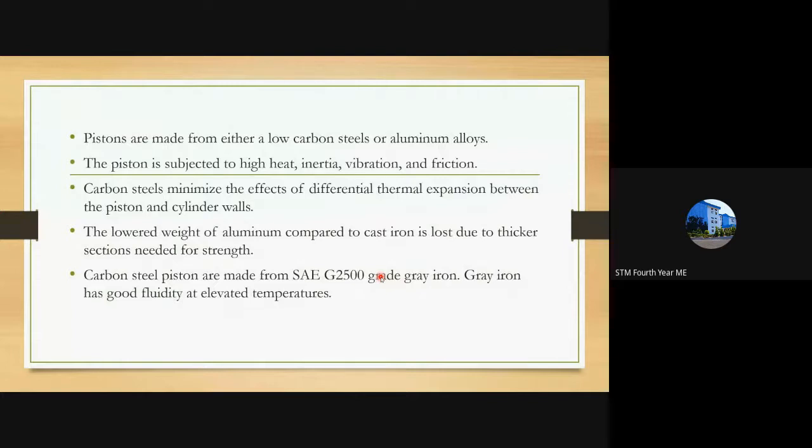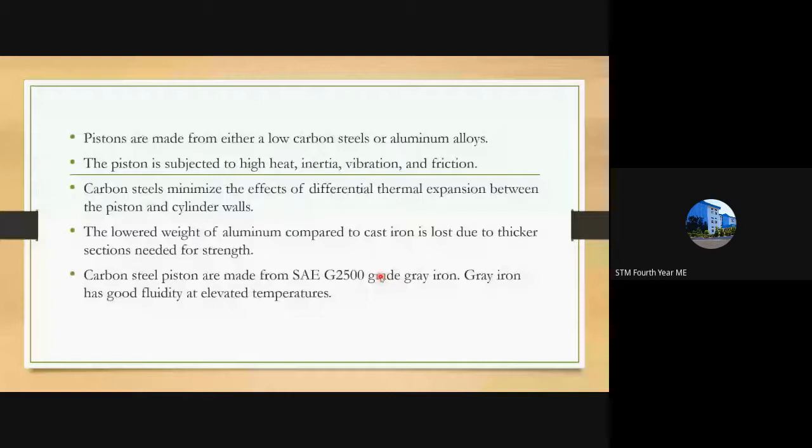Thermal deformation means when high temperatures occur inside the cylinder, there is a chance of melting of the piston or the cylinder walls. So such must not happen. So the heat must be dissipated outside to the surrounding. For that, the aluminum alloys are provided, or low carbon steels are also there. Low carbon steels provide high strength to the piston.